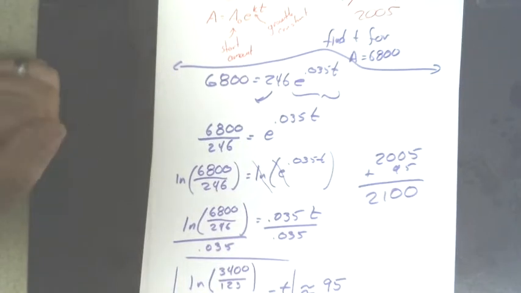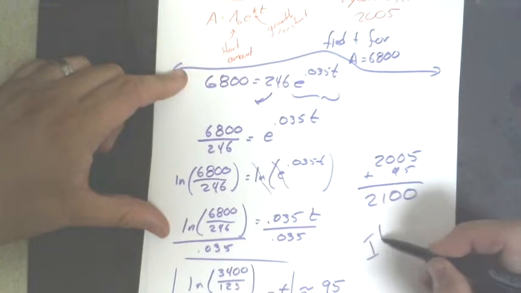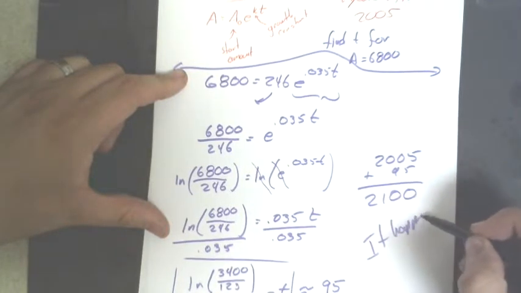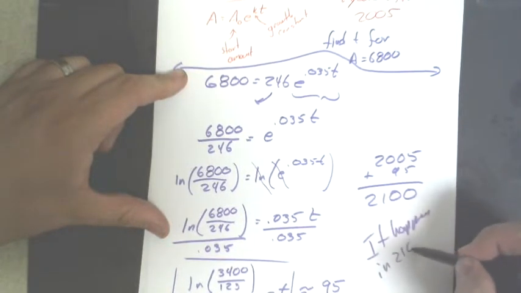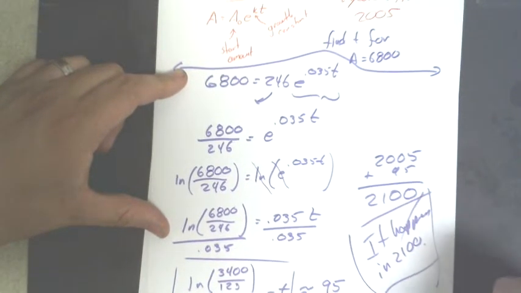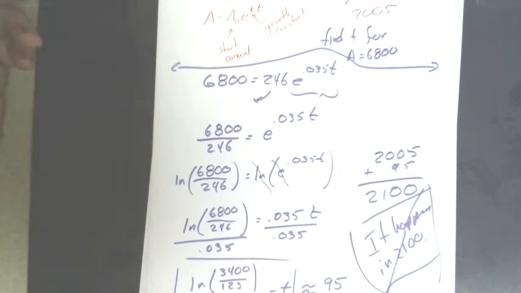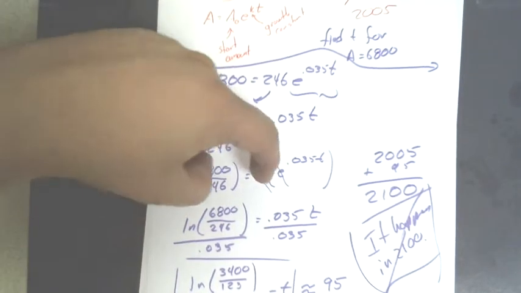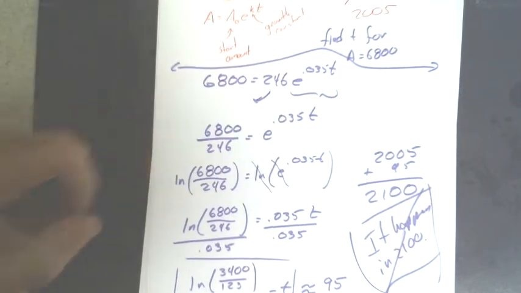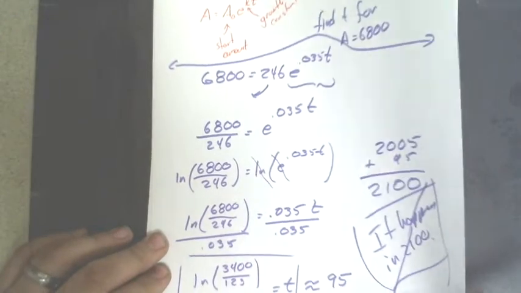Be sure to answer this in a sentence, something like, it happened in 2100. Okay, make a better sentence than that, but make it actually a sentence. Some sort of sentence that answers that in context, and you're good. The key is, again, we're using that natural log to undo an exponent. Hopefully you're starting to see that as a theme here.